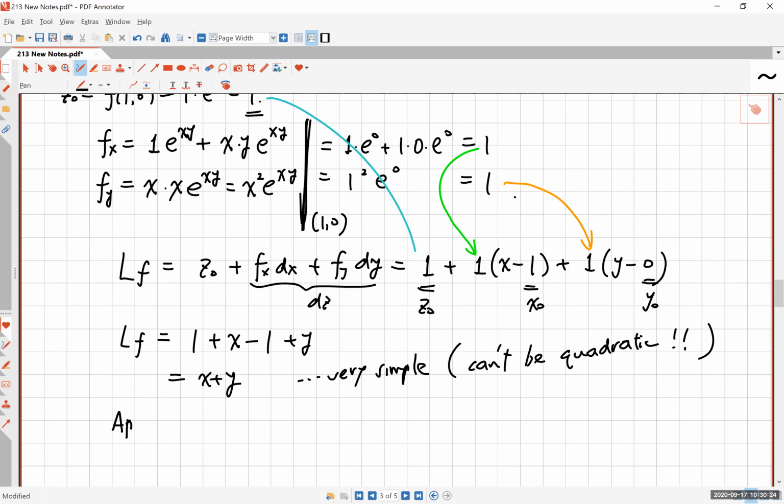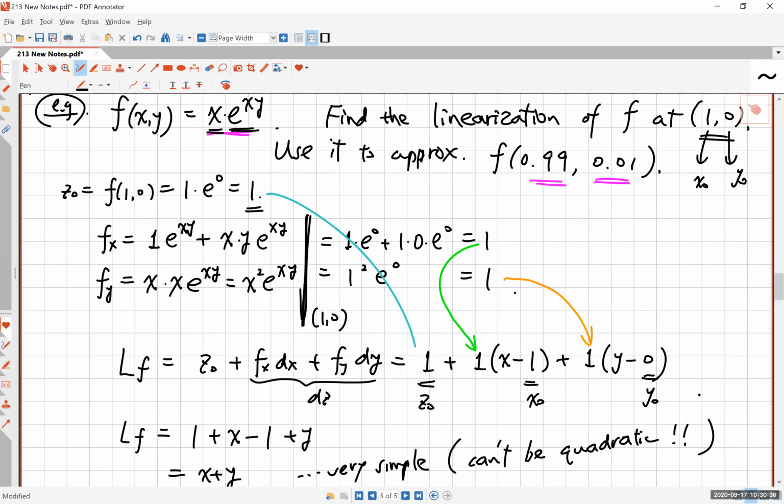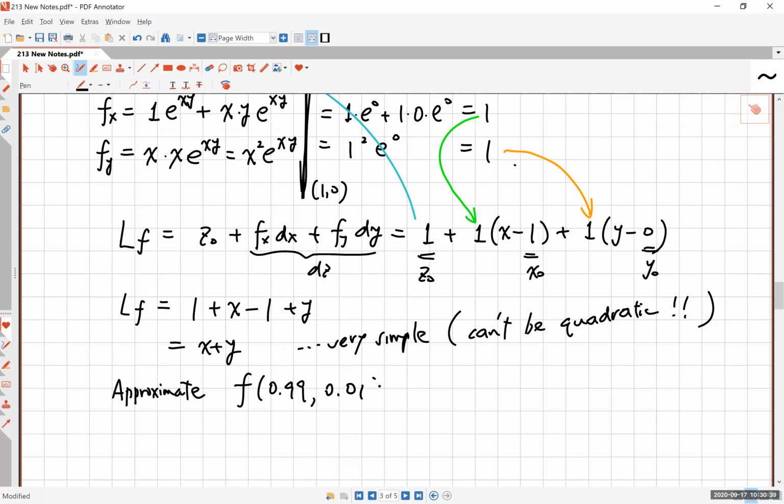All right, so let's approximate f of 0.99 and 0.01. You can do this in your head, right? This is simply x plus y, right? So it's 0.99 plus 0.01, and that's precisely equal to 1. And that is the answer. 1.00 is your approximate answer.